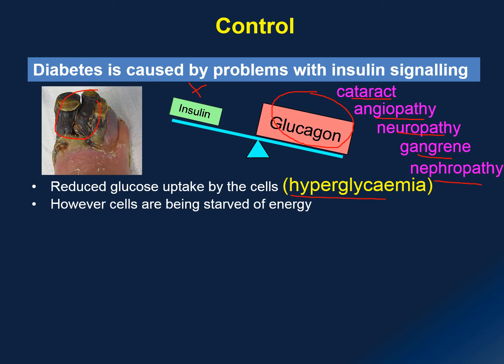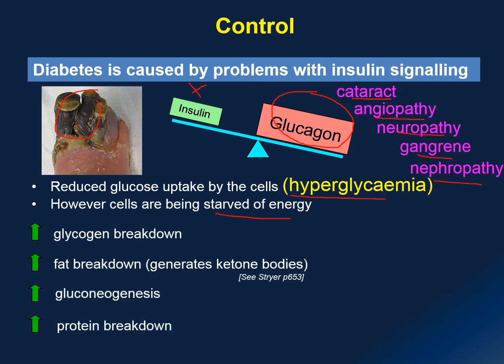So this all happens because of hyperglycemia, and yet inside the cells are starved of energy because they cannot import any glucose from the bloodstream. And as a result, you have to break down glycogen, break down fat, you have to increase gluconeogenesis, break down protein so that the cells can get enough glucose to survive. So this is exactly what was described by the Greek physician, which is the melting down of the body.